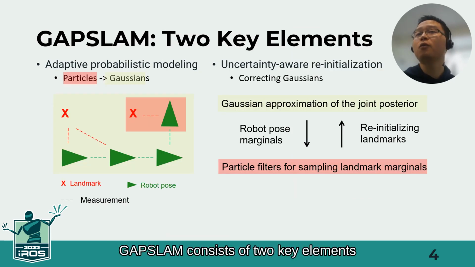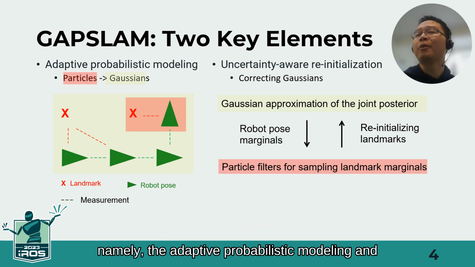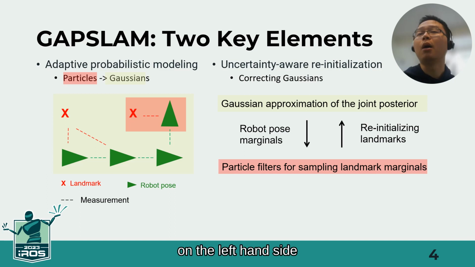GAPSLAM consists of two key elements, namely the adaptive probabilistic modeling and the uncertainty-aware reinitialization. On the left-hand side, the adaptive modeling means that we compute a Gaussian approximation for all the variables, and at the same time, we only use the particle filters to describe very uncertain landmarks.